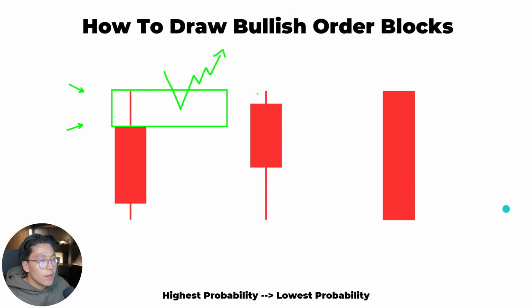The second most bullish case scenario is when we don't have too much of an upper wick. When we don't have too much of an upper wick, what we're going to mark out is the top wick all the way to the bottom of the body. And in this case, price can dig down into our order block.